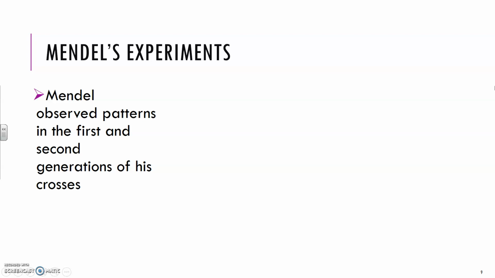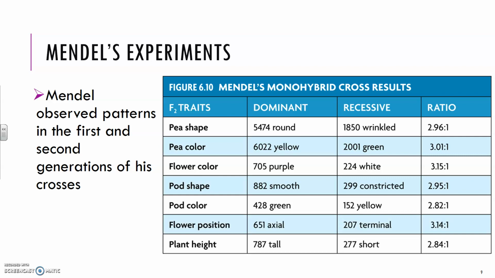So when Mendel made all of these crosses, he started to observe several patterns in both the first and second generations of these crosses. So first up, really the important one was when he got to the F2 traits. Here we have each of the 7 traits listed out, and you can see that in P shape, you have a certain number of round plants, a certain number of wrinkled, and so on and so forth. So it's all recorded here.